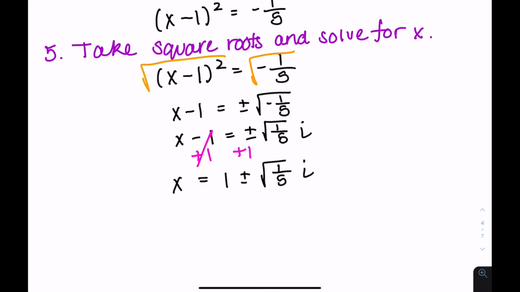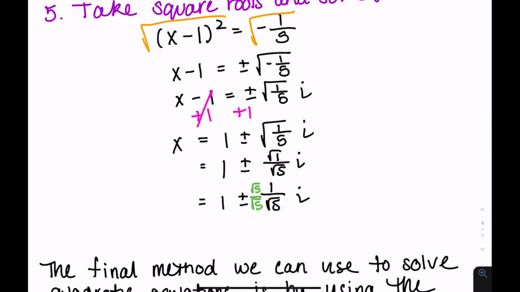Now, if it does tell us that we need to rationalize, we don't tend to like radicals in the denominator, we've got to go through a little bit extra algebra. We can take the square root of the numerator and denominator separately. So that's 1 over root 5. And then to rationalize, multiply by root 5. So in a nicer form, this is 1 plus or minus root 5 over 5, i.